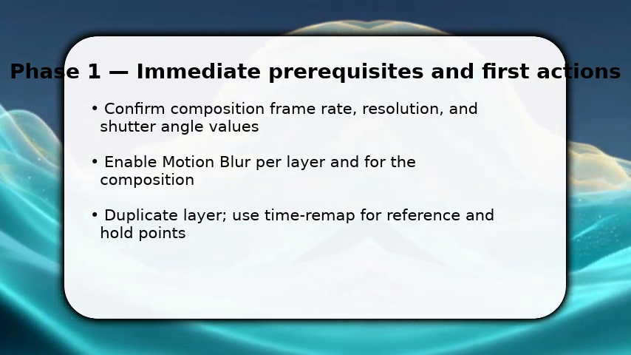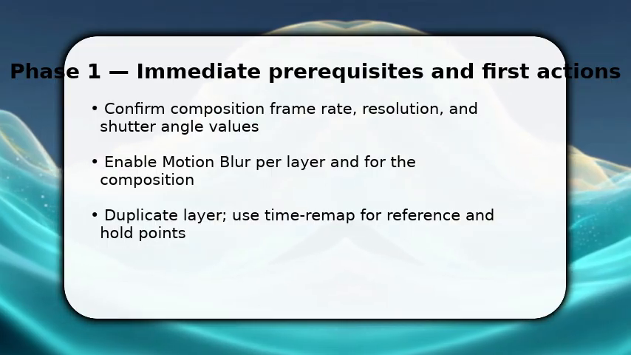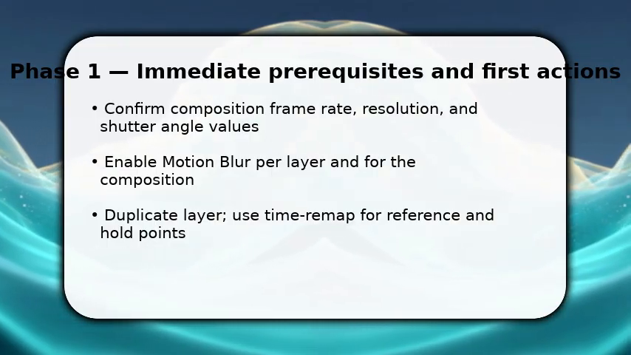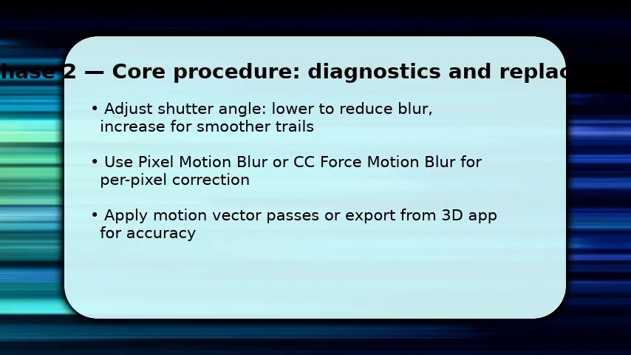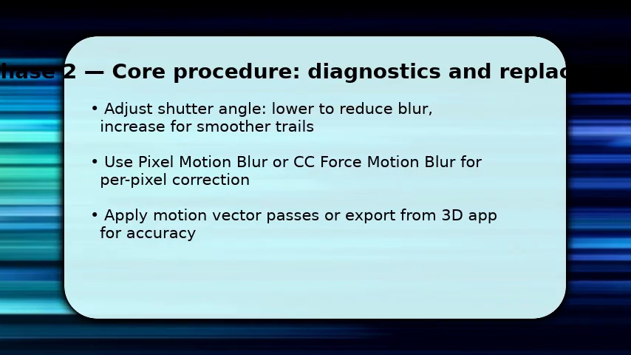Now refine blur by adjusting shutter angle. Reduce it if the image is smeared, increase it for organic trails. This changes how After Effects synthesizes frames. If that's insufficient, apply Pixel Motion Blur or CC Force Motion Blur to calculate per pixel motion. These plugins resample temporal neighborhoods to fix stutters.